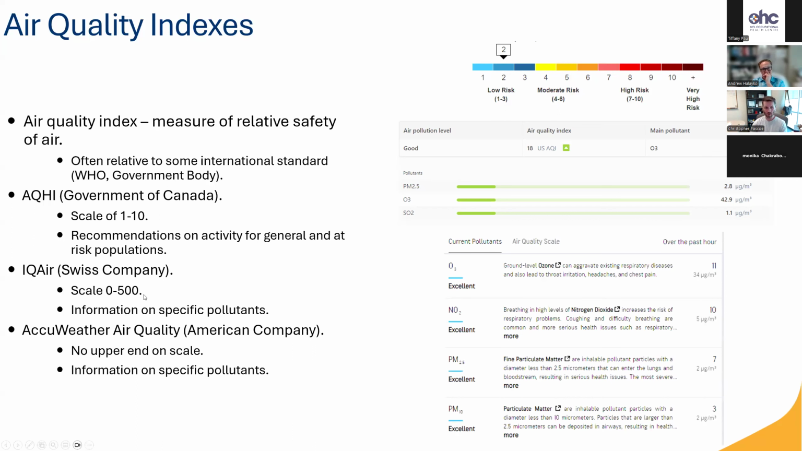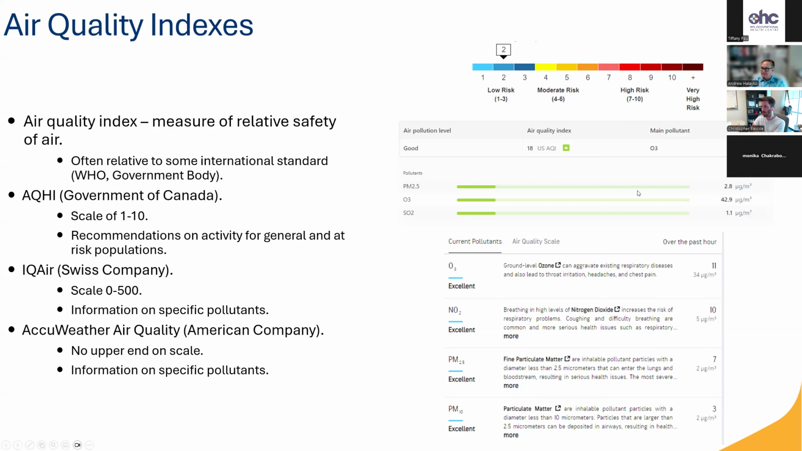The other one that's useful is AccuWeather Air Quality. It's an American company. This one has no upper end on the scale, so the numbers can just keep going up to very large values. But it also gives information on specific pollutants, as well as a breakdown of what they do to health. Ozone, you can see here, can lead to worsening respiratory disease, throat irritation, headaches, and chest pain. It also gives information on NO2 and then PM2.5 and PM10.